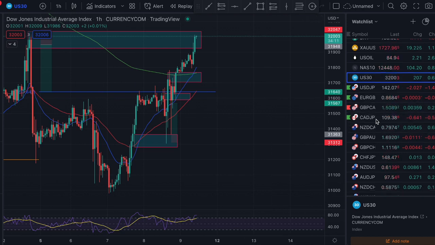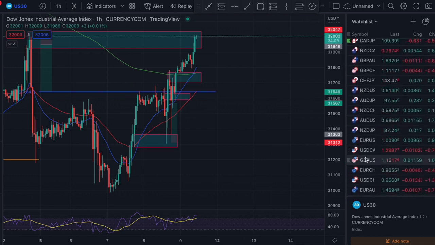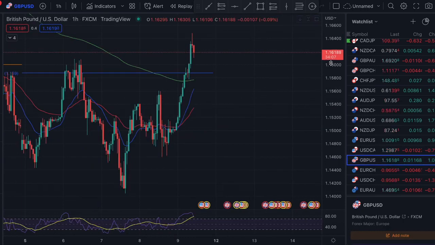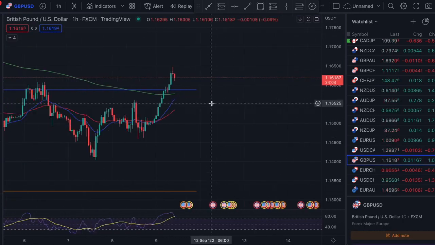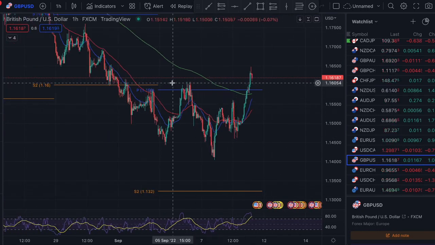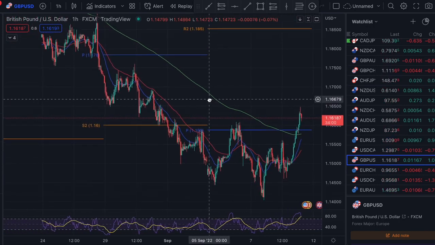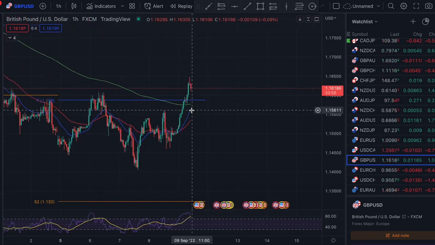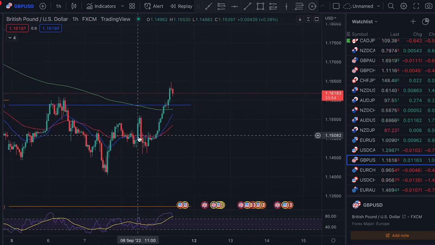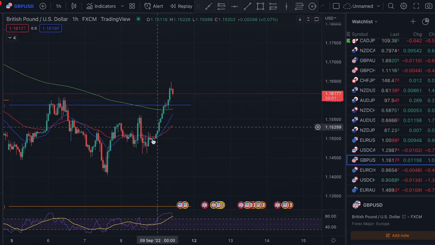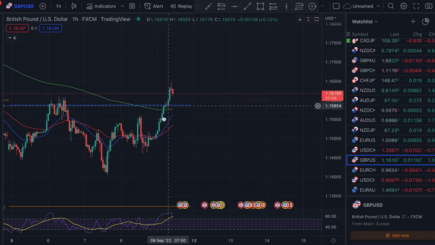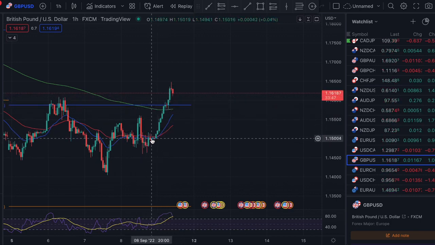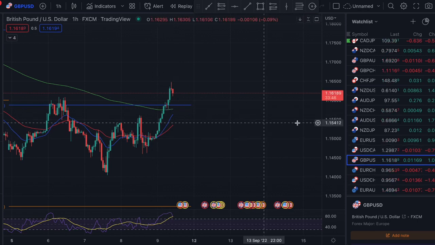The next correlation I have to talk about is the correlation between the Great British Pound and the US dollar. The correlation is, typically speaking, when the dollar is rising, the pound falls. So since we are seeing the US dollar getting weaker here, because the pound's getting stronger, this shows us the US dollar is getting slightly weaker.